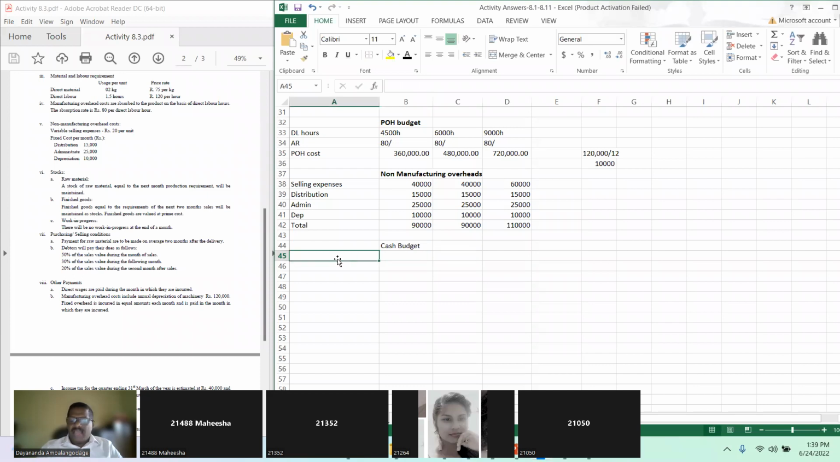Cash budgets, we will have receipts in the cash budget. Receipts. Then I think you can remember the sales of investment is there. You have the cash sales, and you have the cash from debtors, or whatever the words you use. Then you have the total sales, total receipts.